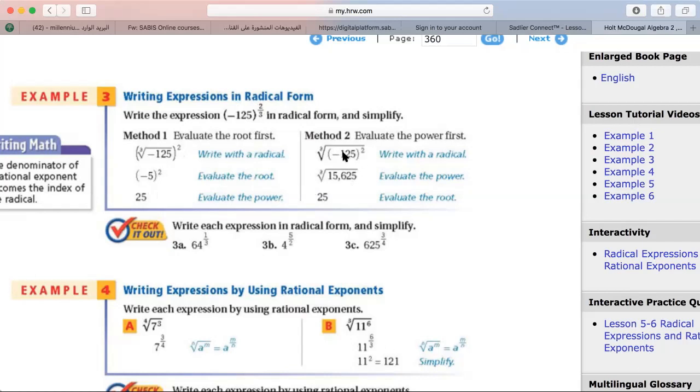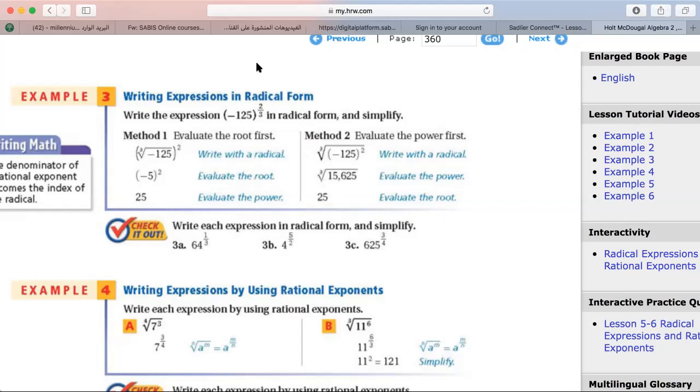Another method here. Evaluate the power first. I'm going to write 2 as an exponent for the radicand here. In the first method, the whole term has the exponent of 2, but in this method, the radicand is raised to the power of 2. So negative 125 squared is 15,625, so its cube root is 25. I prefer that you use method 1.